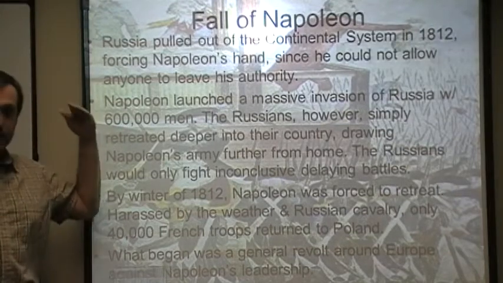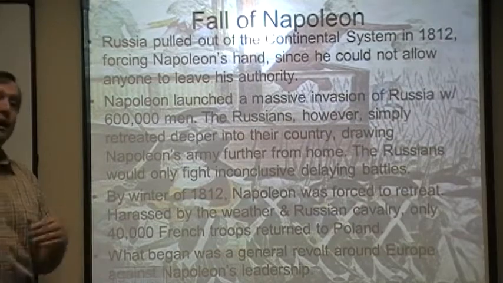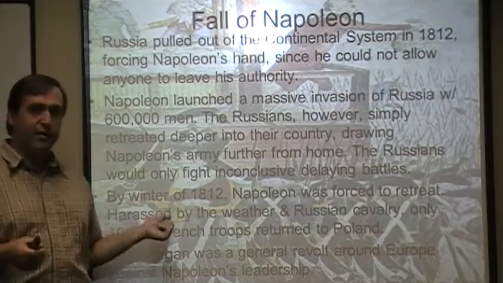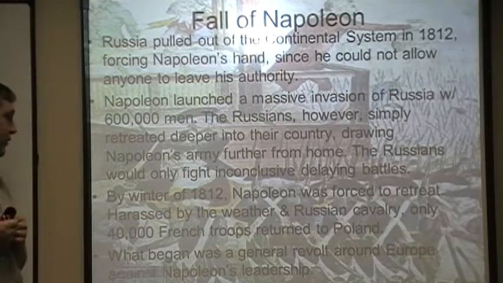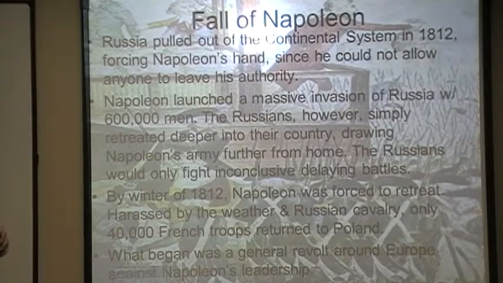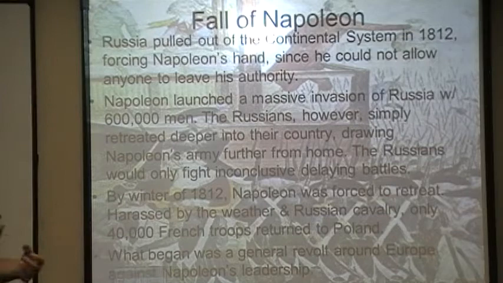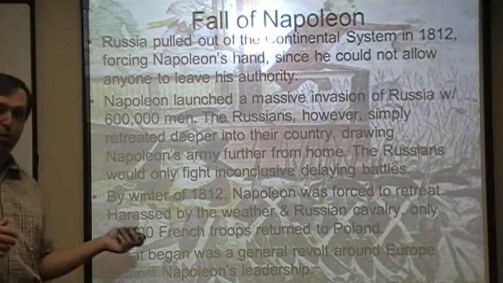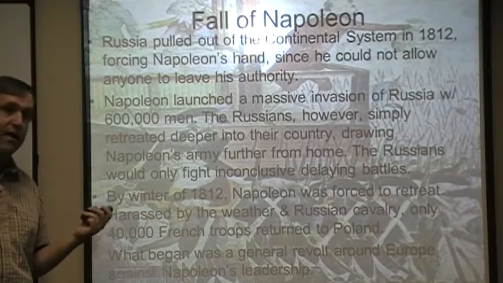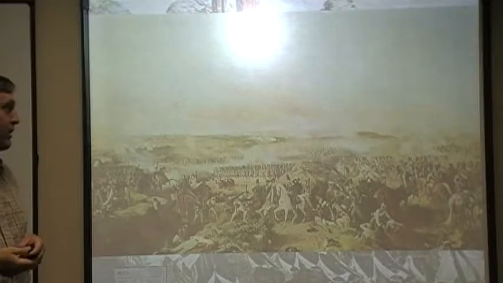And of course, his army is getting weaker and weaker and smaller, until eventually they do manage to get back into Poland, where they had started from, but of the 600,000 that Napoleon had left with, only 40,000 French troops are going to survive the campaign. What happened as a result of that is a general revolt all around Europe, because now it's proven Napoleon's not invincible. He hasn't lost a battle yet. They haven't crushed him. They haven't defeated him. But it's clear that not everything that he touches turns to gold.